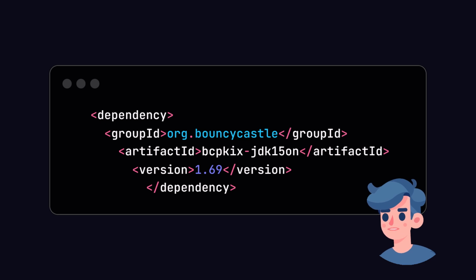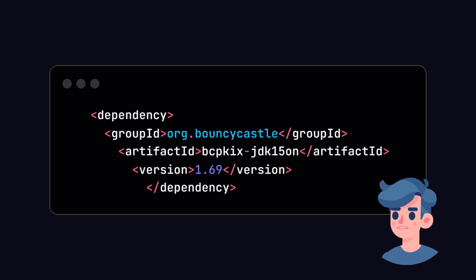To get started with PGP in Java, we will be using the Bouncy Castle library. Bouncy Castle is a widely used library for cryptographic operations in Java. So, let's include the necessary dependency in our project. If you are using Maven, add this dependency to your pom.xml.